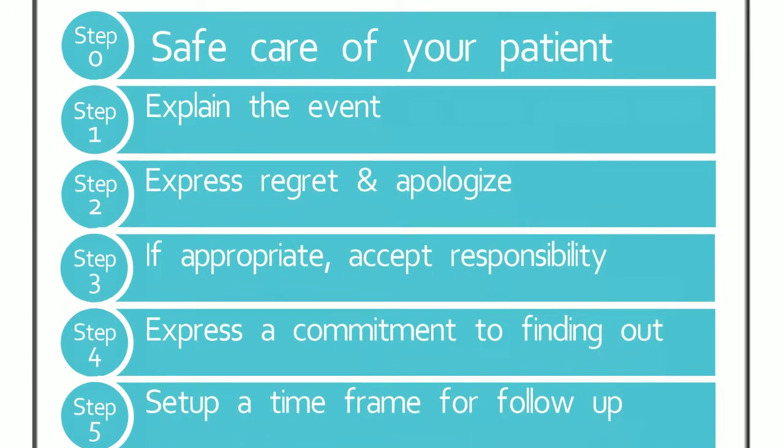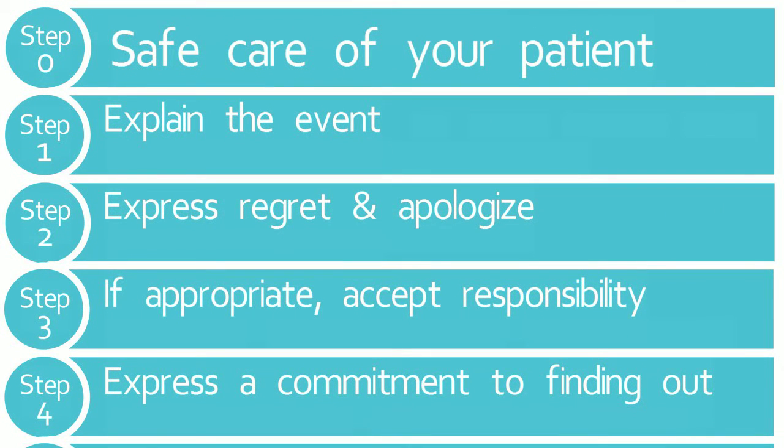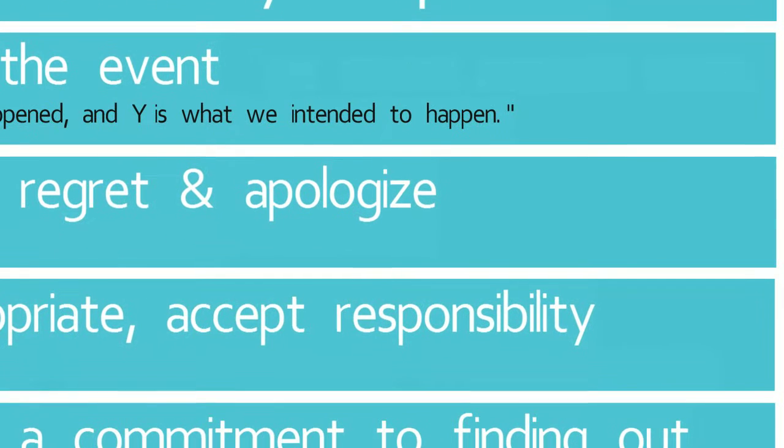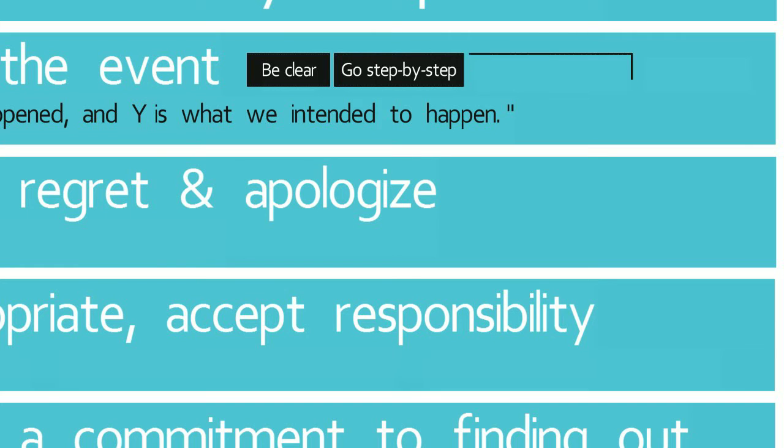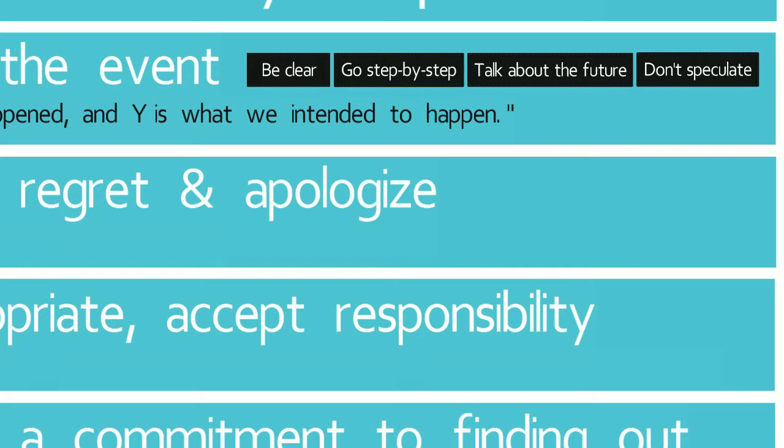Here are some ideas of what disclosure sounds like. Step 1. This is what happened, and this is what we intended to happen. Be clear and use non-medical language. Go step by step. Don't forget to talk about the future. Don't speculate if you don't know.